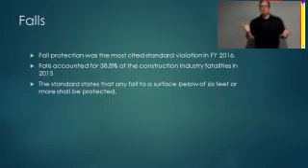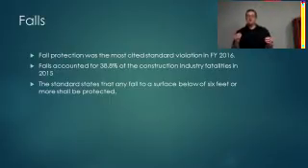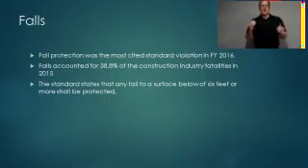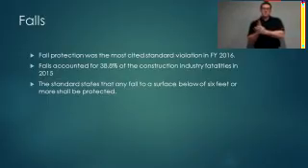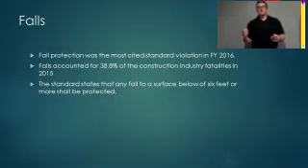So the first one we're going to start with is falls. Falls were the primary category under which the majority of construction fatalities fell under. Roughly 38% of all fatalities within the construction industry were from falls. OSHA defines a fall as any fall to a surface below 6 feet or more. So the standard states that a fall 6 feet or more must be protected, and how that's protected is what we're going to talk about, the controls.